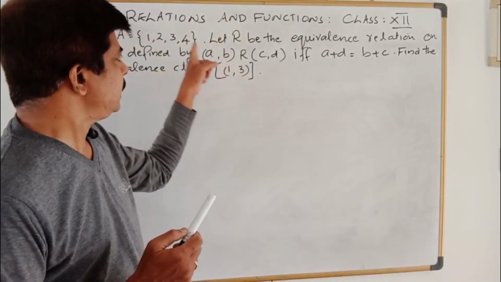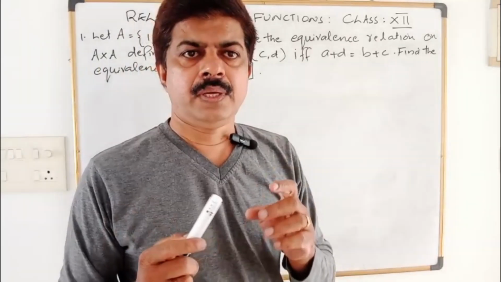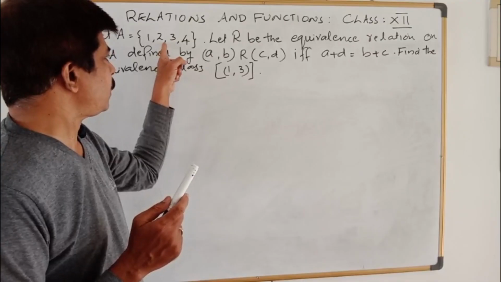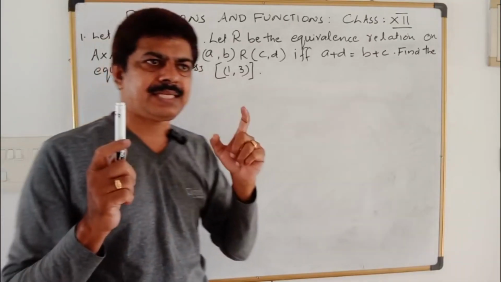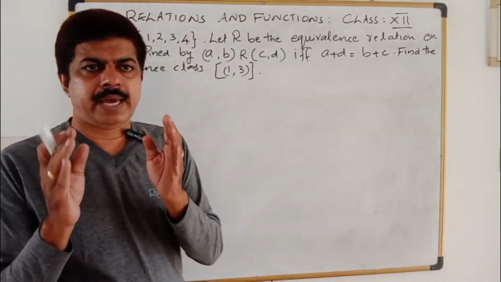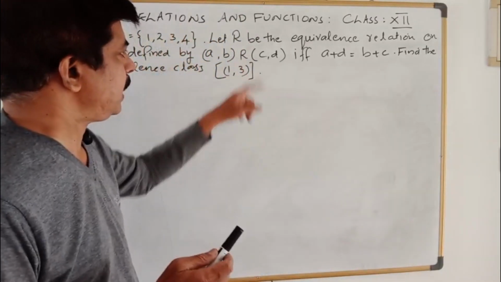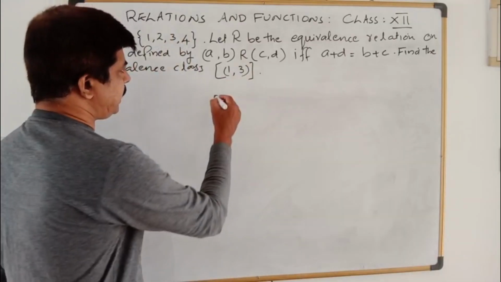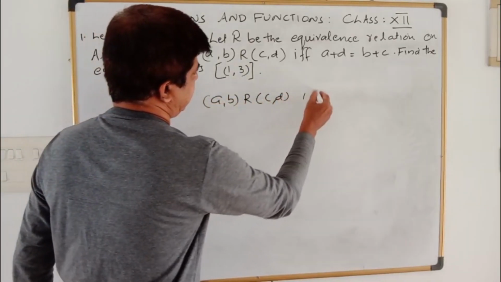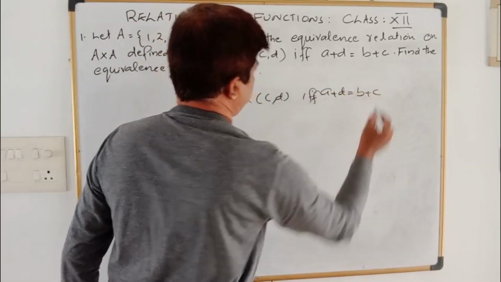So students, we know what a relation is. Relation means it is a subset of A cross A. In A cross A, we know there will be a total of 16 ordered pairs. So the subset of A cross A is called the relation. So here we are given one relation: (a, b) related to (c, d) if and only if a plus d equal to b plus c.